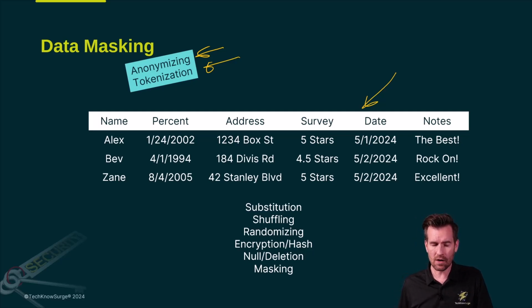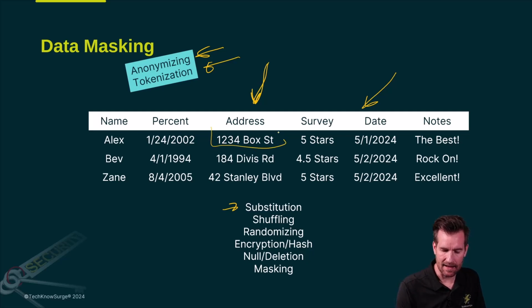And how are we going to secure this? Well, one is we could do substitution. So we know we have a bunch of different addresses here. What we could do is go get another database that has mimicked addresses and dump it in here instead. So we're going to substitute the real addresses for these fake addresses.